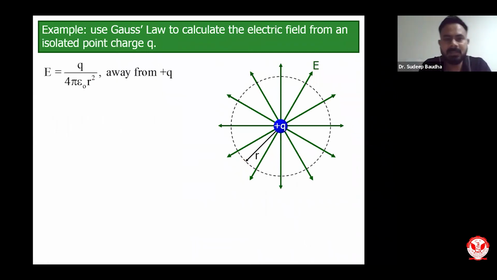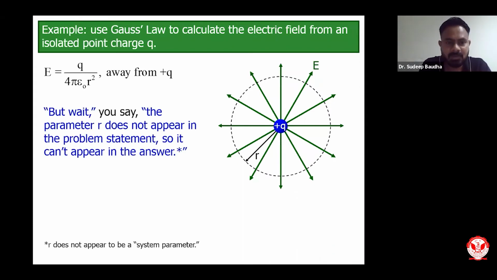So please remember, the direction of electric field is always away from plus Q, and it is always towards minus Q. So if instead of plus Q I have negative Q, then what will happen? The direction of electric field will be towards the negative charge.